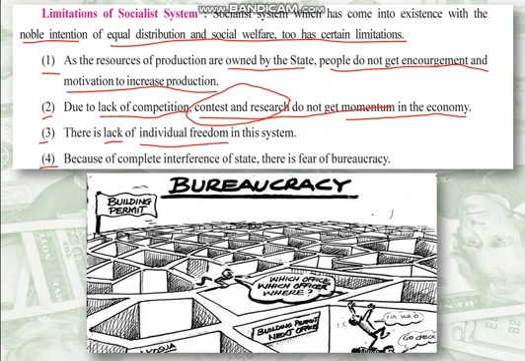The fourth point: because of complete interference of the state, there is fear of bureaucracy. Now this is a new word, I guess. What is bureaucracy? Bureaucracy basically means the non-elected government officials. Those government officials are termed as bureaucrats. Now you might have seen, or accompanied your parents if you have gone to any government offices, how the work is being done. You are shifted from table to table, and that's why the work is very slow.